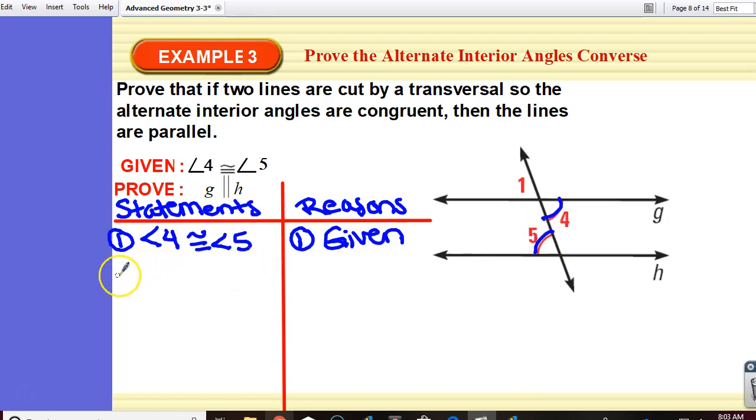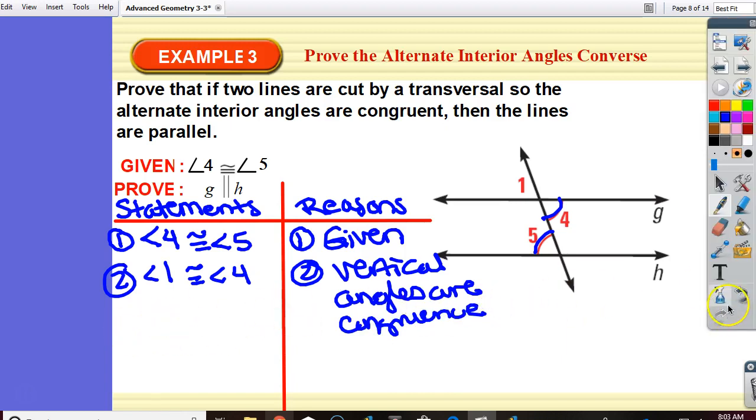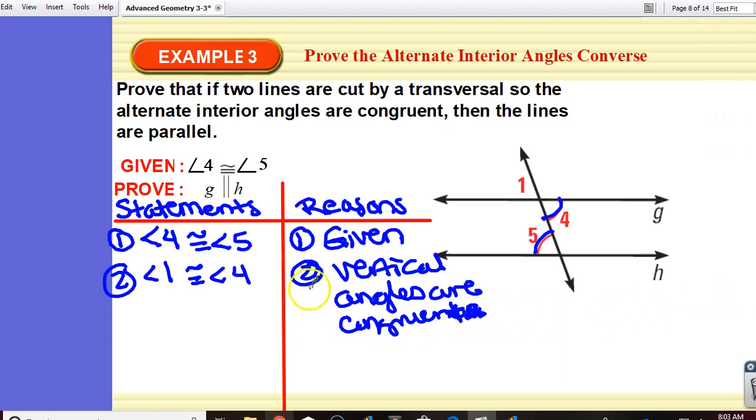Yes? Angle 1 is congruent to angle 4. How do you know? Vertical angles are congruent. Or vertical angles congruence, right? I should have put congruent, not congruence. There's either vertical angles congruence or vertical angles are congruent.